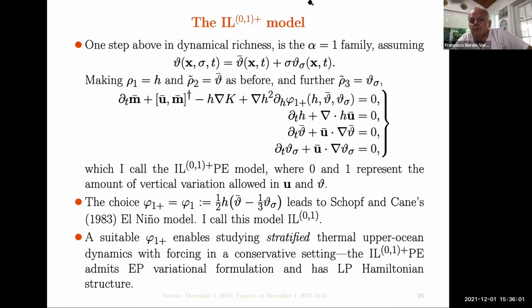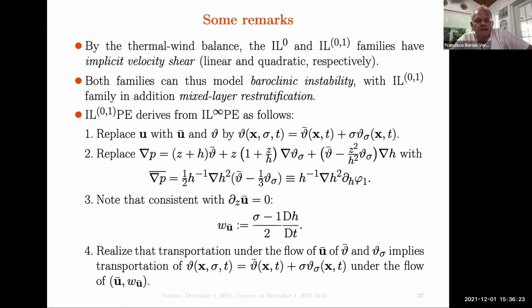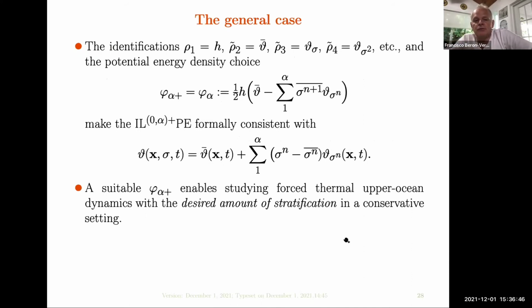The important addition of the IL01 with respect to the IL00 or the IL0 is that we can model processes like mixed layer restratification due to baroclinic instability. So it expands the possibilities of IL0. I can show that this is well defined, provided some things hold, in the sense that you can obtain this equation by suitable vertical averages of the full system, setting some ansatz for the buoyancy, and we can generalize the situation to an arbitrary degree of polynomial variation in the vertical. So that leads to the IL0 alpha.